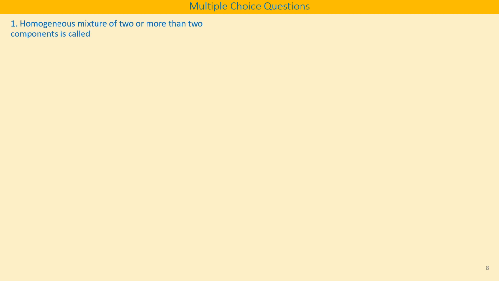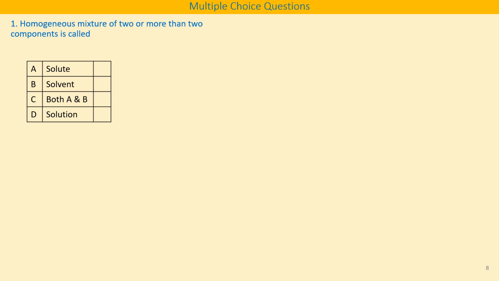Question number 1. Homogeneous mixture of two or more than two components is called. So four options are given which are shown on the screen: A, B, C and D. Please read all the options and remember the correct answer. The correct answer is homogeneous mixture of two or more than two components is called solution.